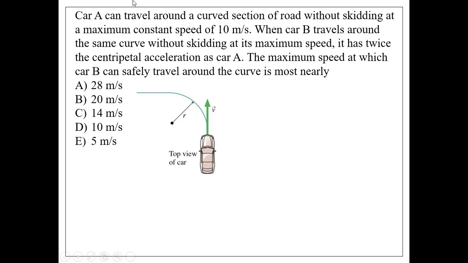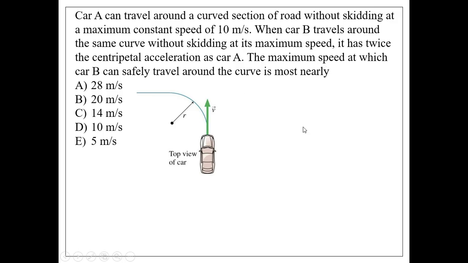Let's do this one. Here it says a car is moving around some sort of curved section at a constant speed of 10. It says when car B, though, travels around the same curve without skidding at its maximum speed, which we don't know what it is, it has twice the centripetal acceleration as car A, and it wants us to find the speed of car B, okay?